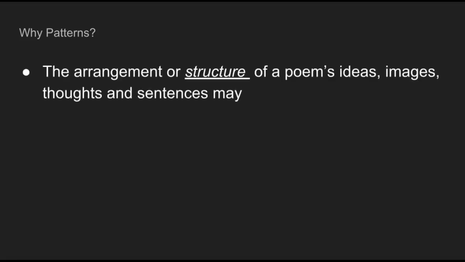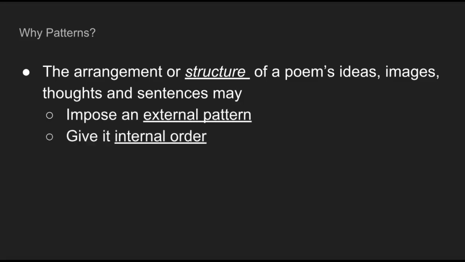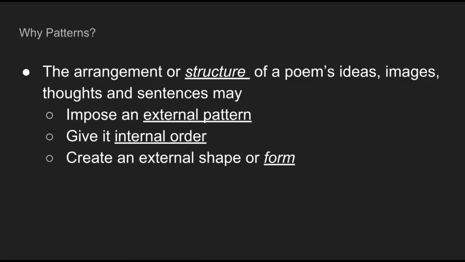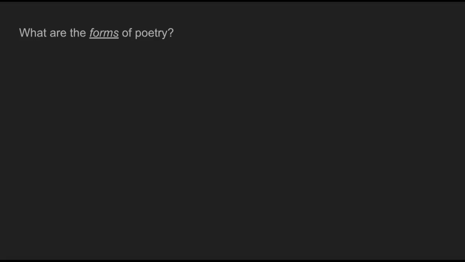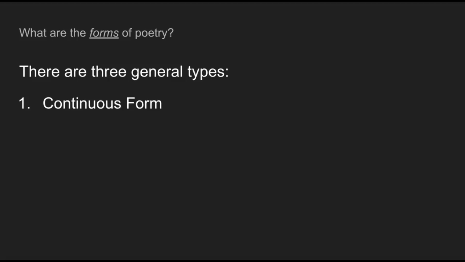The arrangement or structure of a poem's ideas, images, thoughts, and sentences may impose an external pattern, may give it an internal order, may create an external shape or form, and that contributes to the overall experience or meaning. So what are the forms of poetry then, since it's so important? Well, there are three general types of forms. The first one is the continuous form, the second, stanzaic form, and the third, fixed forms.